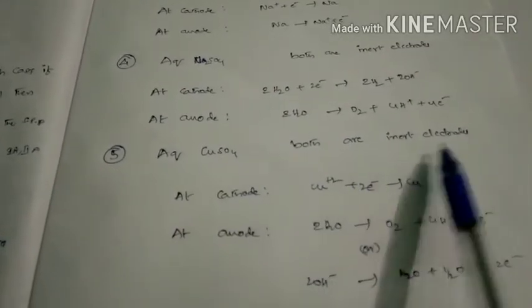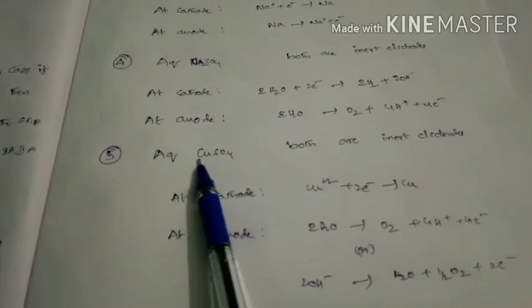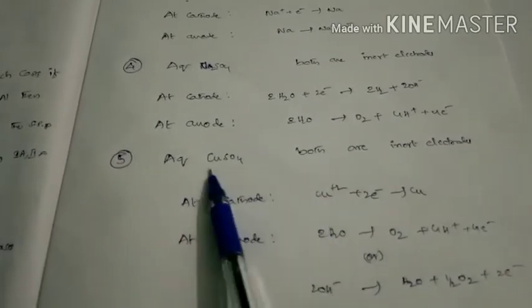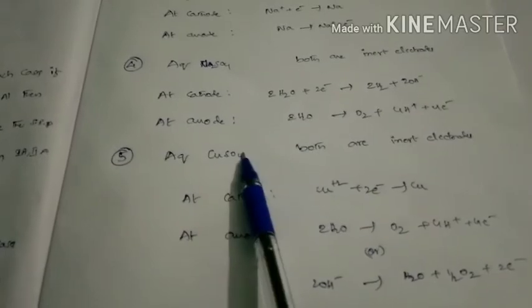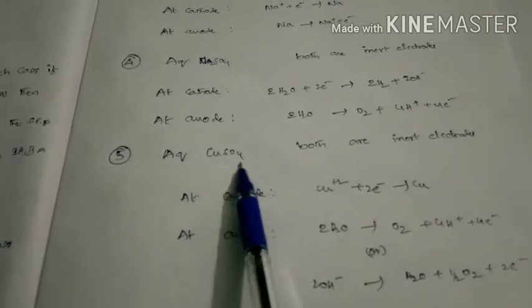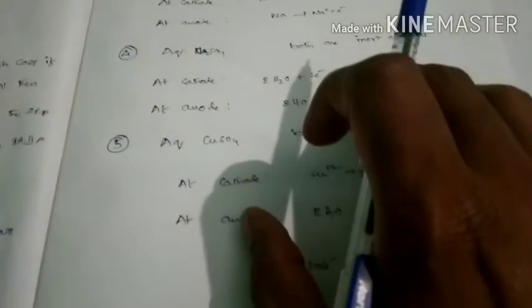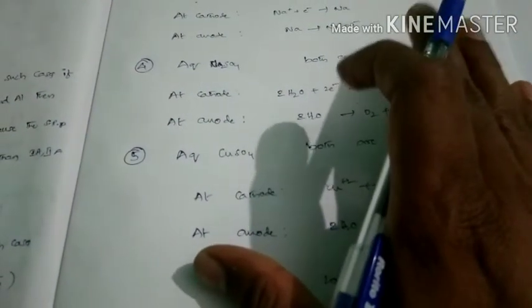Next, aqueous CuSO4. Both are inert electrodes. This Cu does not belong to the 1A group. So definitely that Cu undergoes reduction, because that is a cation. Next, at the anode, this is an oxyanion. So if an oxyanion is there, water undergoes oxidation, and you can write this equation or this equation. So this model is very important for competitive level. So this is all about electrolysis.